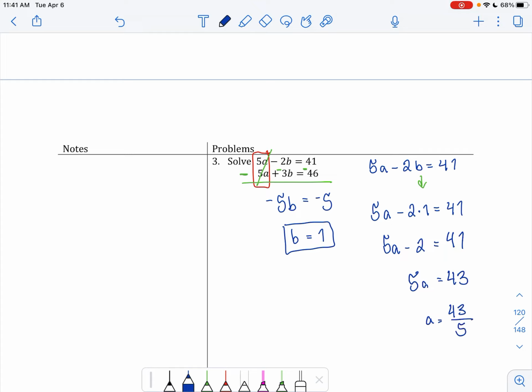We get 43 over 5, which is a totally fine final answer. Some of you might want to convert it into a mixed number or a decimal. So it would be as equally correct to say 8.6 is our value for A. Now remember, in our ordered pair, the alphabetically first letter comes first, so A is first. So it would be 8.6, and then B, comma 1.